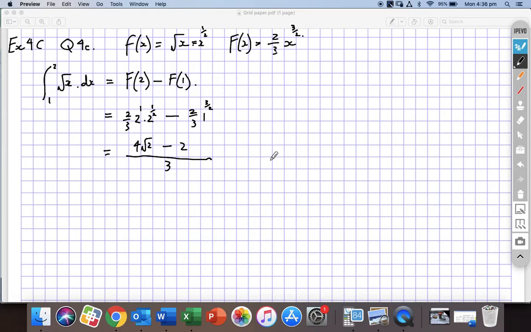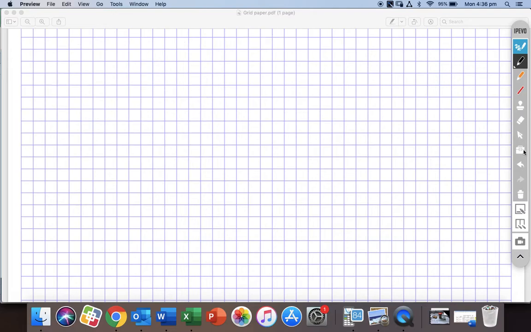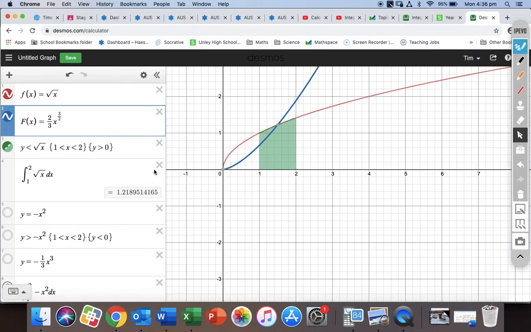Now I want to talk about this graphically. So what I've done is gone to Desmos. Where are we? Desmos here. And I've drawn, get rid of that one.